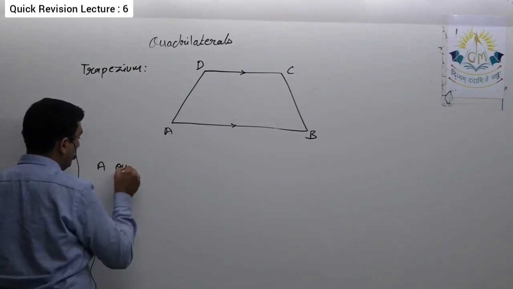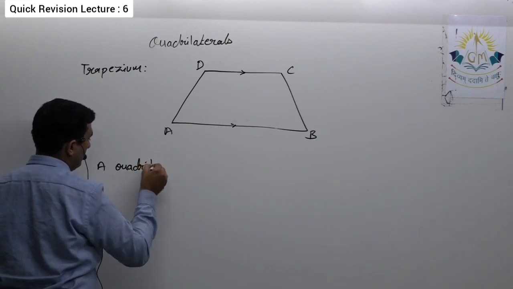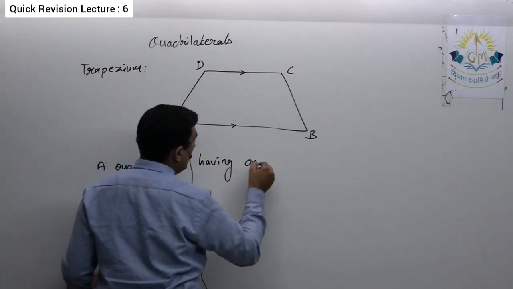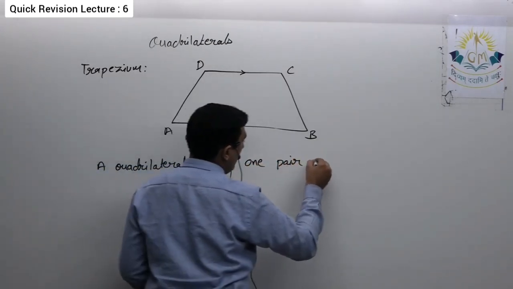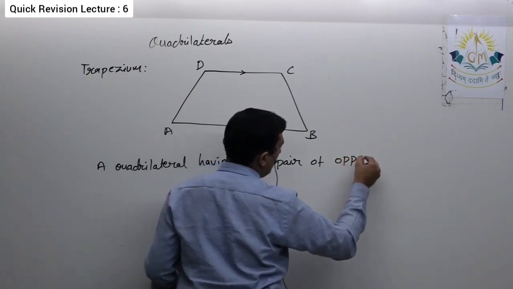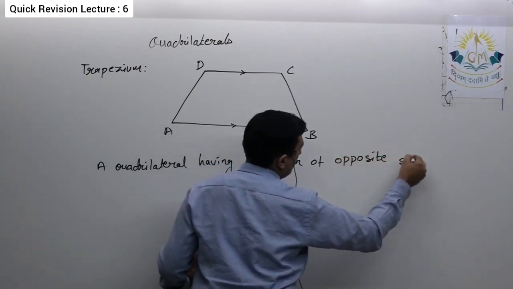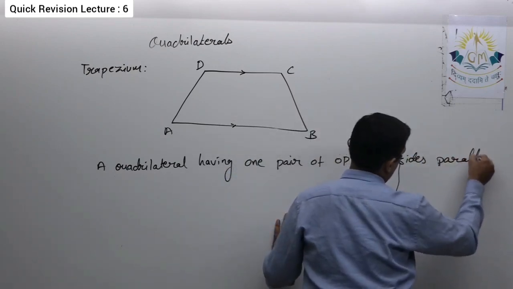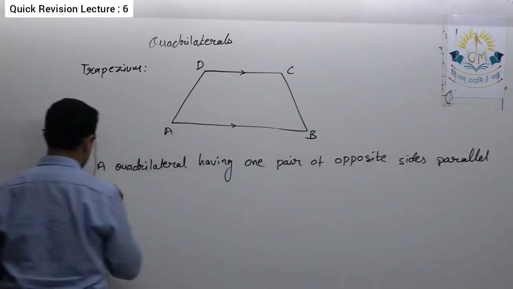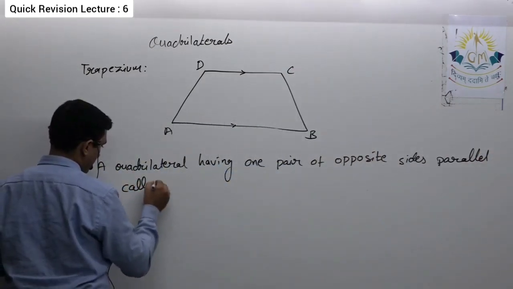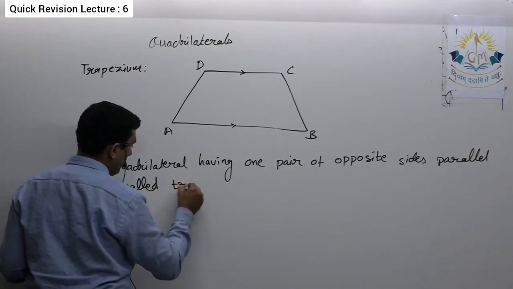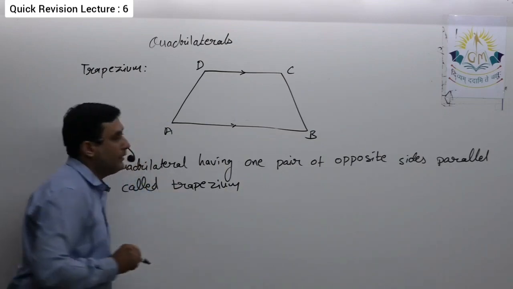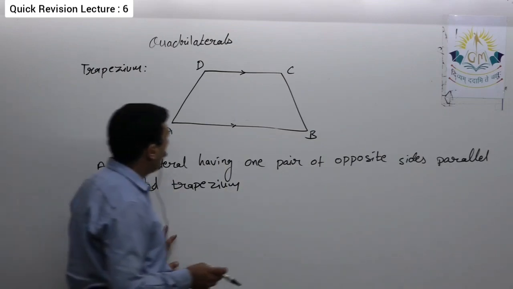A quadrilateral having one pair of opposite sides parallel is called a trapezium. Here AB is parallel to CD. There are not many properties about this.